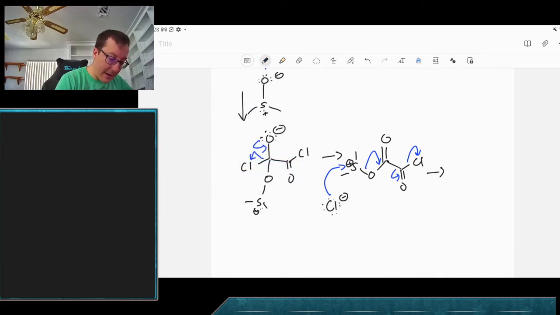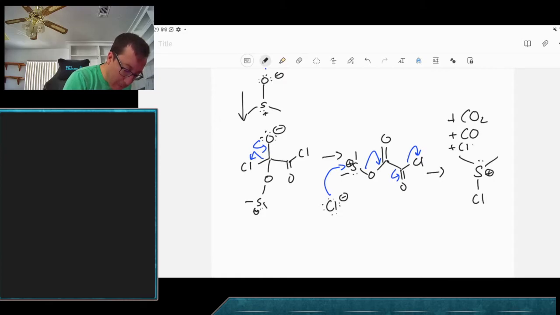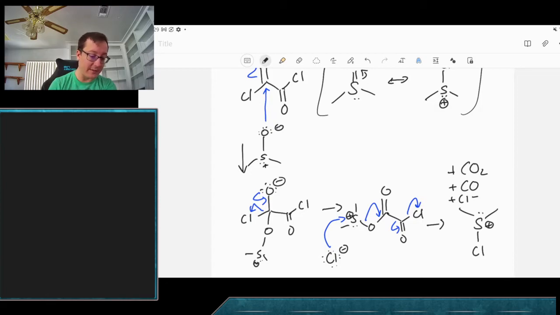We're going to see that getting rid of all this stuff, is that going to be positive? Yes. So we're going to end up with our sulfur species here. With this, we're also going to have CO2, CO, and another chloride. So we've ended up kicking out quite a few things here. With this, here's where the interesting part happens. These reagents were there to set up this species. This is our reactive bit.